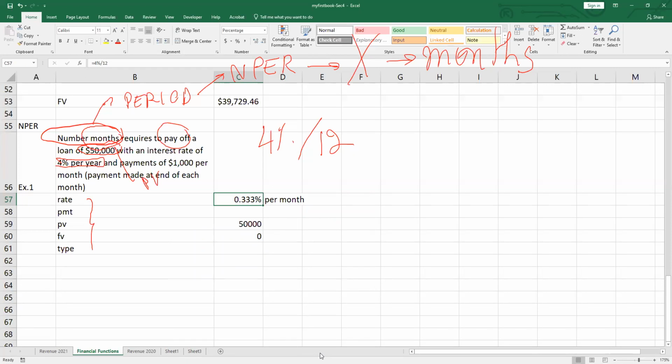Is it positive or negative for PMT? The payment you pay out, it must be negative. That's correct. Thank you, Pocharapon and Thanapon. It's negative values, so we enter negative 1,000. And payment made at the end of each month, what value do you have to use for type? It must be zero. Yeah, that's correct. Pay at the end of each month, it is zero.